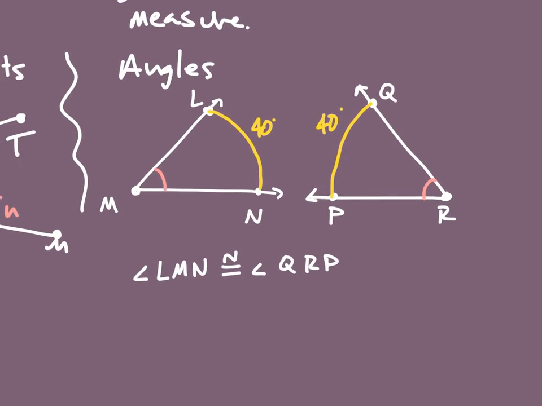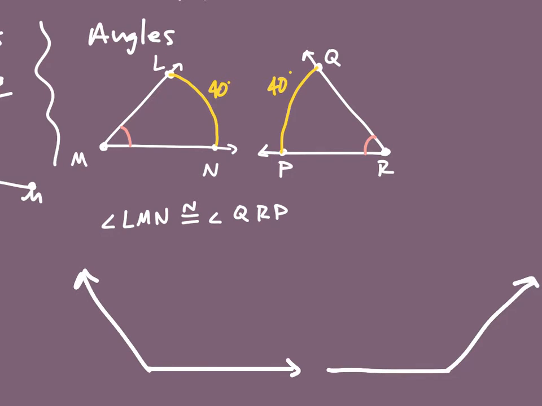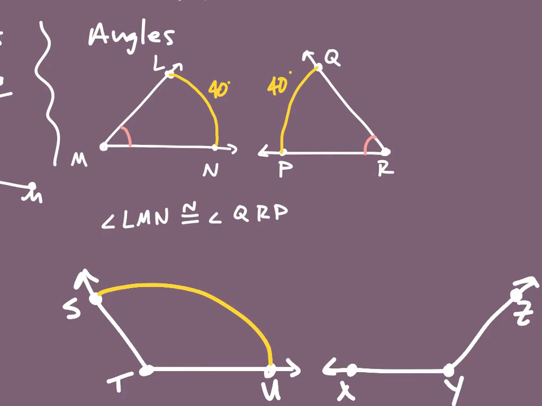Now what we could also do, let me do another one. I'm going to do, say, 2 obtuse angles, and let's name these angle STU and angle XYZ. Let's say that these are each 130 degrees. These angles have measured up to 130 degrees.